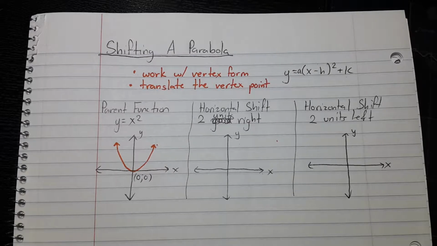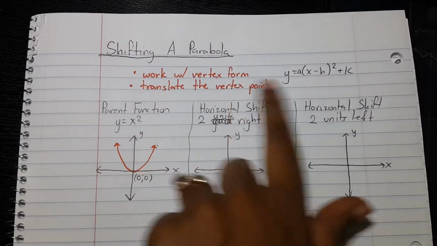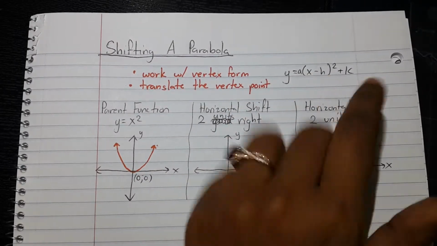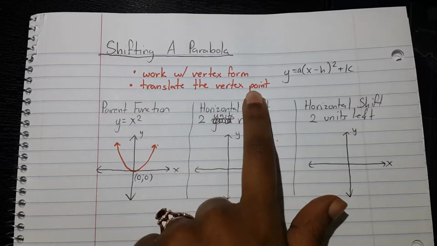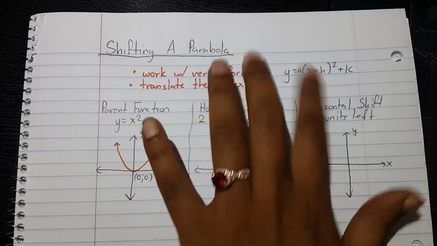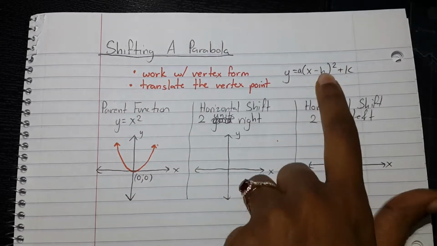Hey guys, so today we're going to talk about shifting a parabola on the coordinate plane, and we want to focus on two things when working with quadratic equations. We want to work with the vertex form, which is y equals a(x minus h) squared plus k, and then we also want to translate the vertex point, and this is something we can easily get when the quadratic equation is in this form.